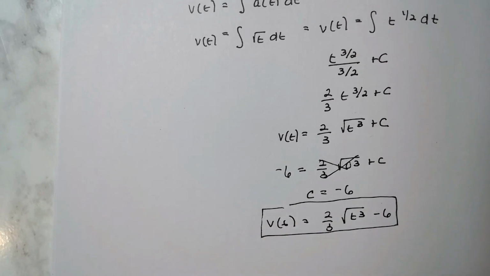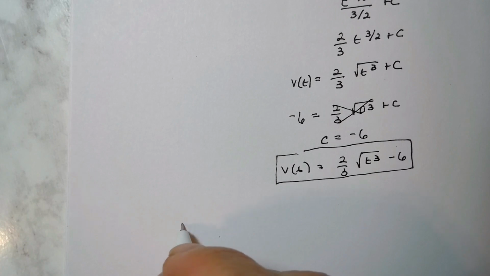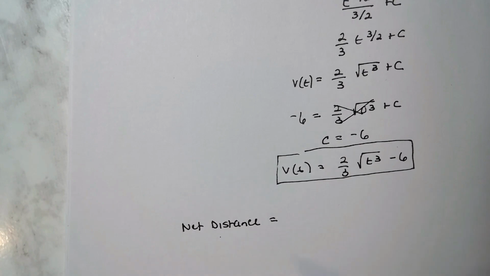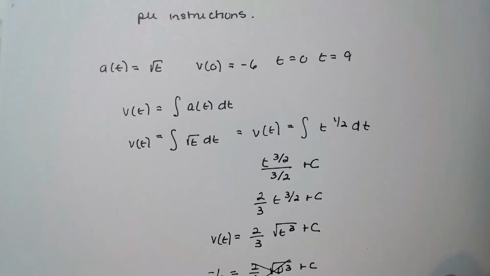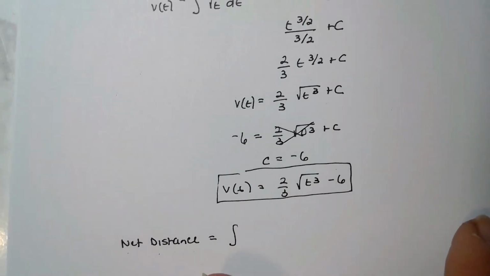Now I can find the net and the total distance traveled. The net distance traveled, so again, even though you're using your calculator, AP is going to require you to write down what you're finding and show it using mathematical notation. So this is the definite integral from what to what? Well, if I go back up and look, they gave me times 0 to 9. So those are my limits of integration.